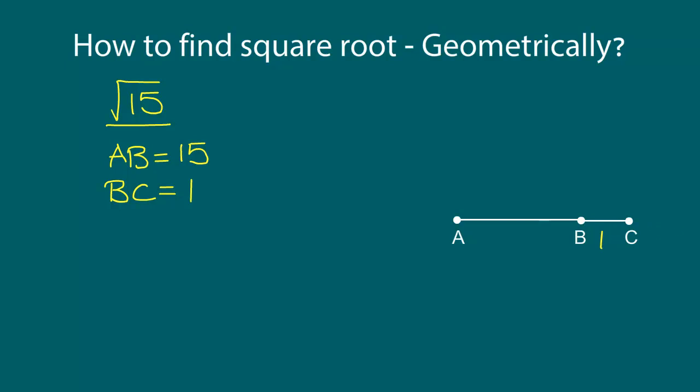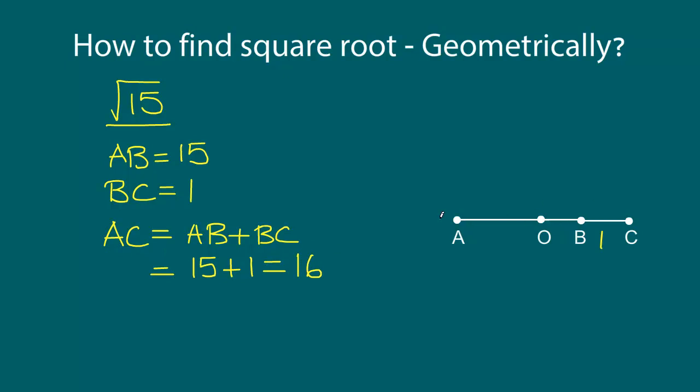Next, we are going to find the midpoint of the entire line AC. O is the midpoint of the entire line AC. So what is AC? Let's write over here. AC is AB plus BC. Now what is AB? AB is 15. And what is BC? BC is 1. So the total length of AC is 16.